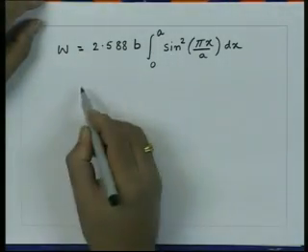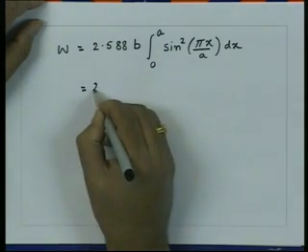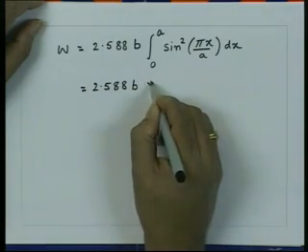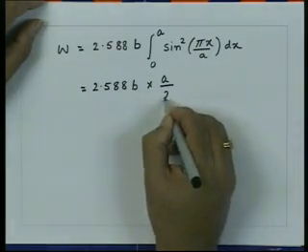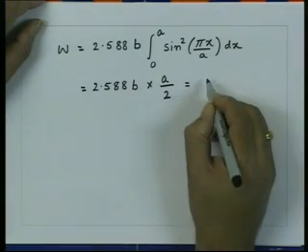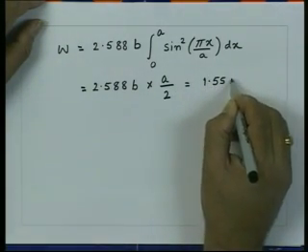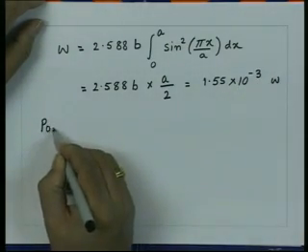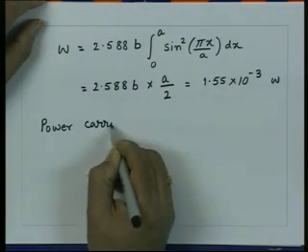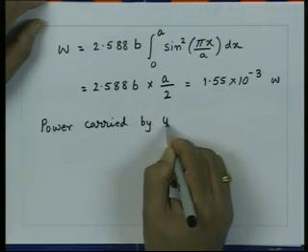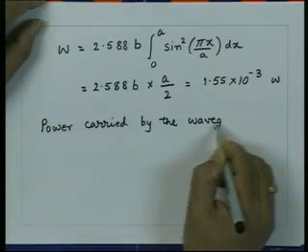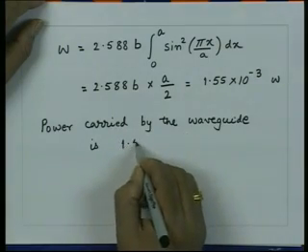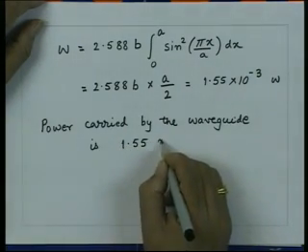So, substituting now, solving this and substituting the values for a and b, we get here 2.588 b multiplied by integral of this, which is a by 2. So, that gives us 1.55 into 10 to the power minus 3 watts. So, the power carried by the waveguide is 1.55 milliwatts.